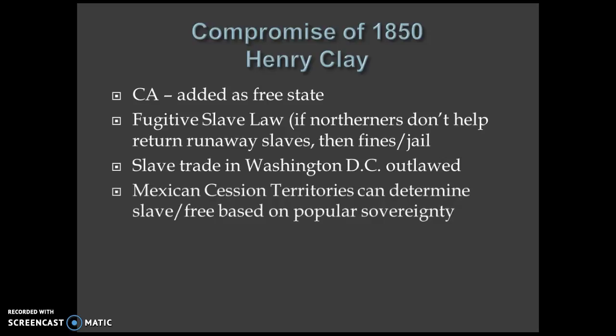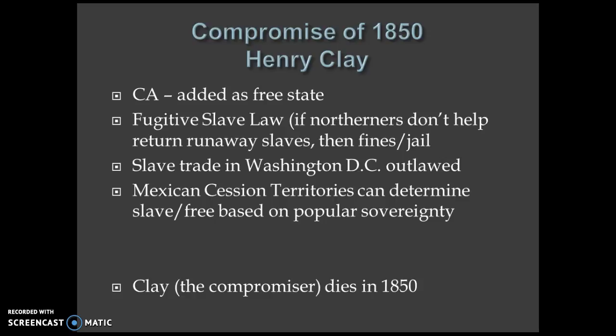And then here's what gets a little bit fishy and kind of confusing. All that territory that they won in the Mexican Cession, those people that live there get to determine if they want to be slave states or free states based on what we call popular sovereignty. Popular sovereignty is the idea that people get to vote for themselves on what they want to happen in their state.